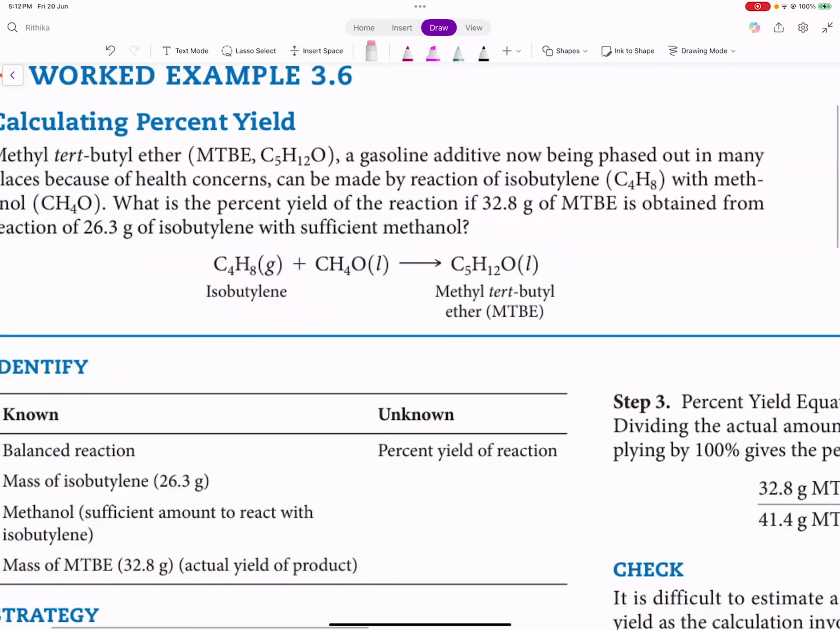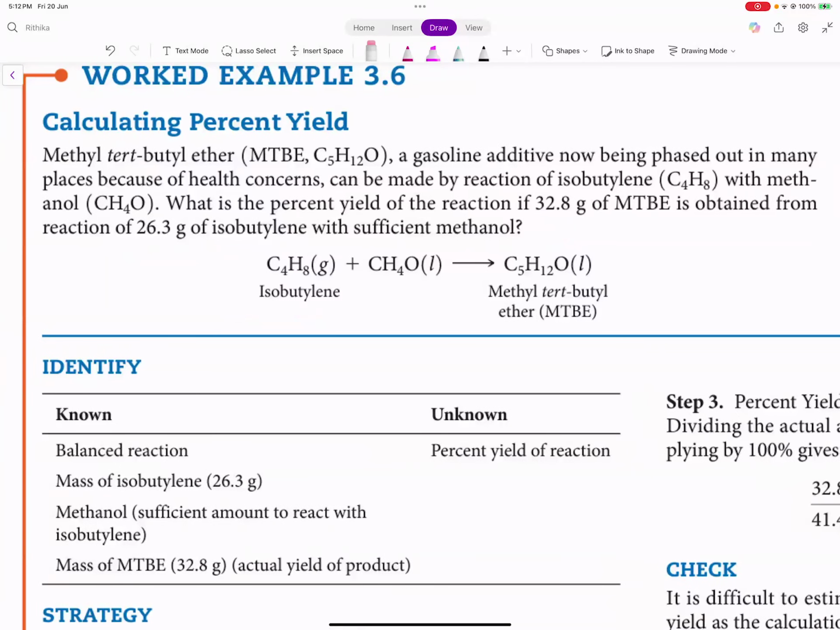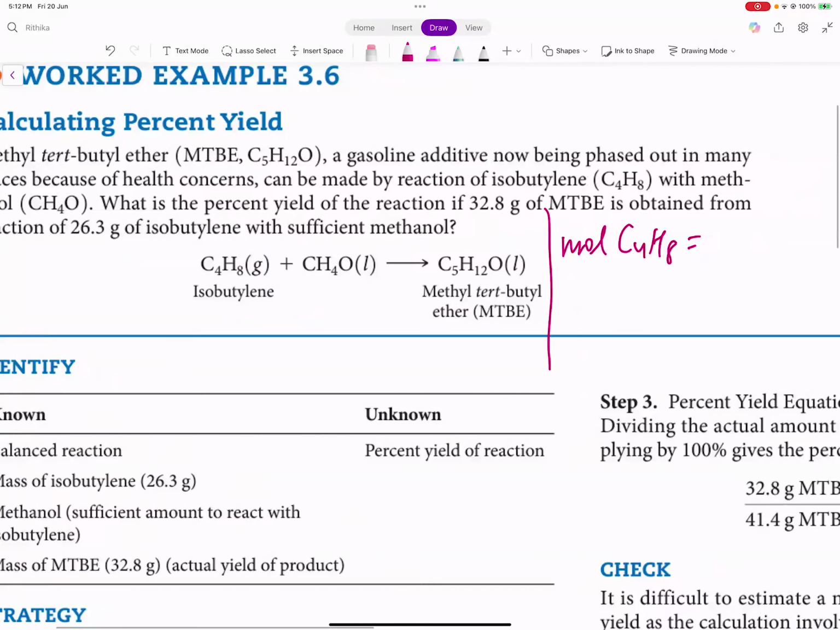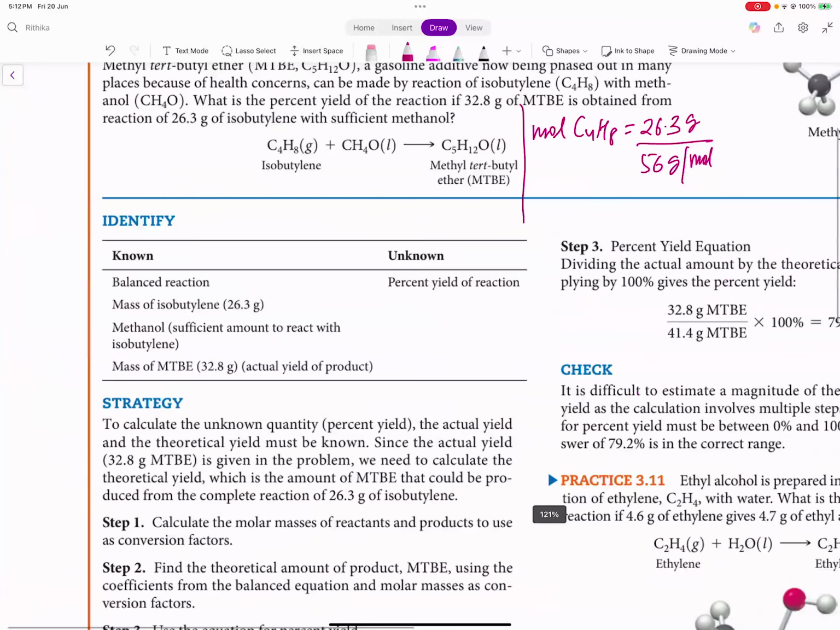They have given me the reactant, 26.3 grams of isobutylene. So first I will calculate the theoretical yield. How will we calculate the theoretical yield? That is fairly simple. First we calculate the moles of isobutylene. Moles of C4H8 is equal to 26.3 grams divided by its molar mass, 12 times 4 is 48, plus 8, so 56 gram per mole. So this is the number of moles.